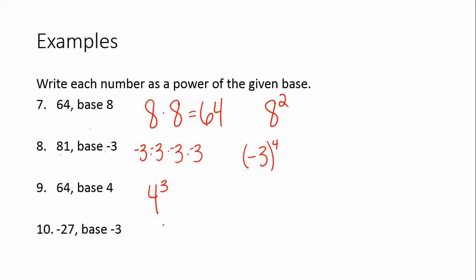Number 10, we have a base of negative 3, and we want to get to negative 27. So how many times do we need to multiply 3 to get 27? Well, negative 3 times negative 3 would be a positive 9. And if we multiply it by another negative 3, we would get negative 27. So we want negative 3 raised to the 3rd power.